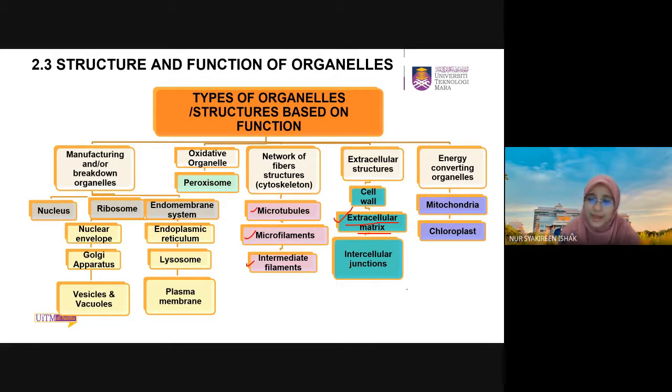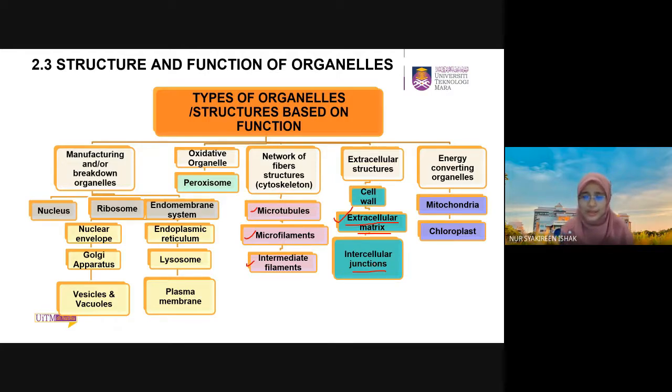And then you have the intercellular junction. Intercellular junction is the connection between cells. Tadi macam kita tengok dalam plant cell ada plasmodesmata, kan? So that is one example of intercellular junction. In animal cells, instead of plasmodesmata, they have gap junction.